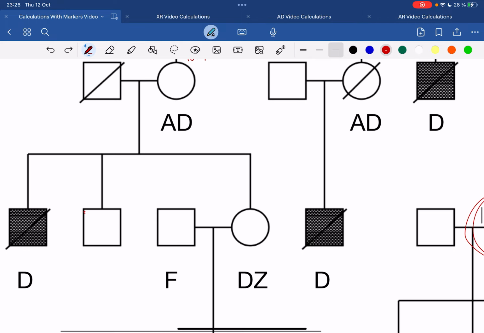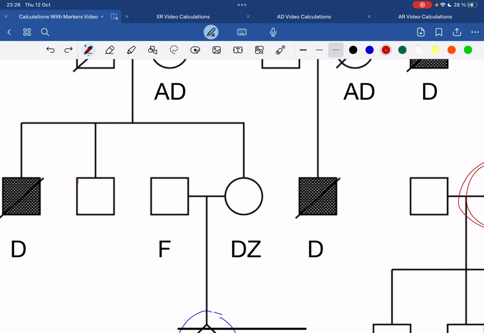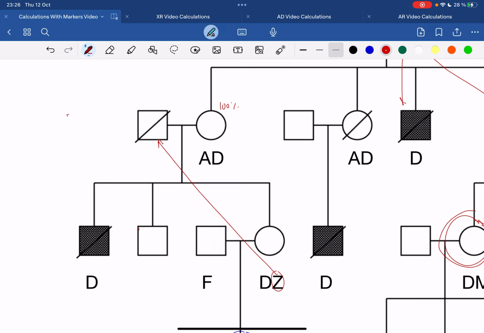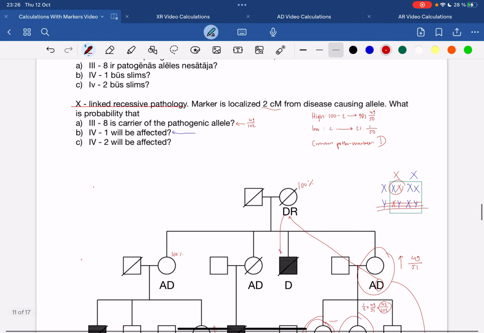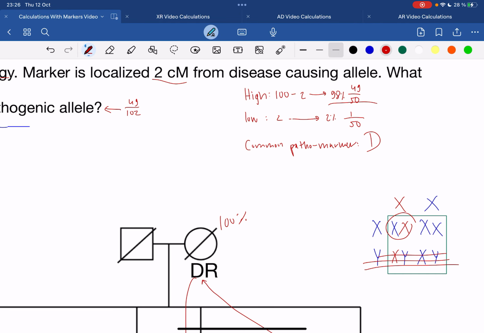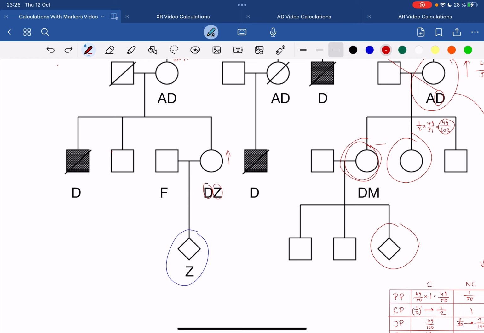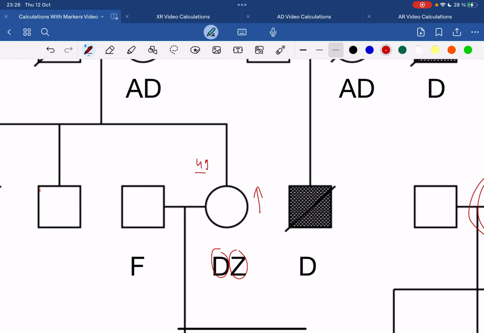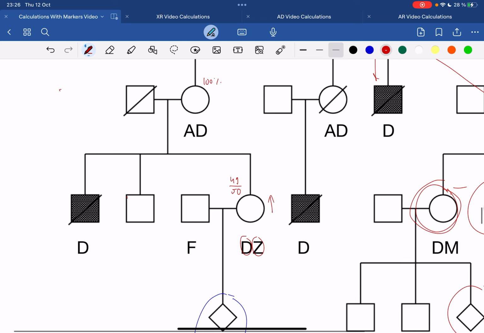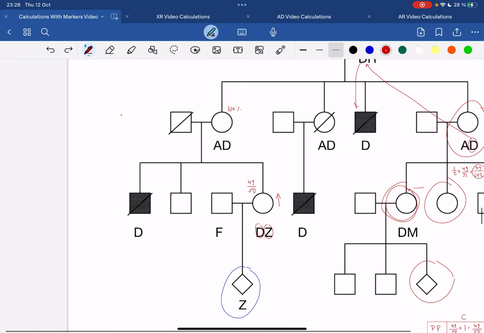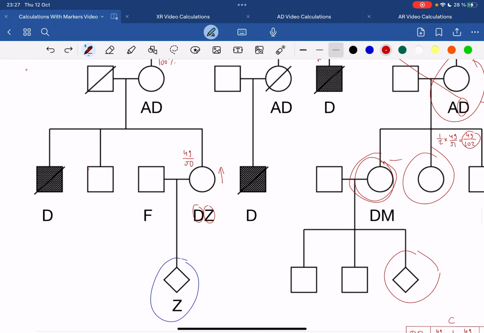Now, this mom right here, the Z must have come from her dad, and the D must have come from the mom. And if the D comes from the mom, there's a high risk that this person is affected. So therefore, we assume the high risk value, which is 49/50. And because this person doesn't have any healthy sons, we just write down 49 over 50 as our normal probability for this person to be a carrier.